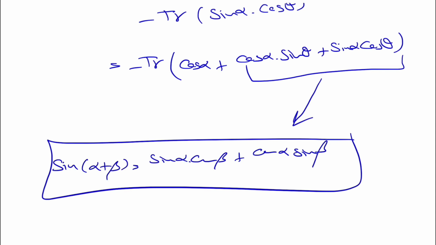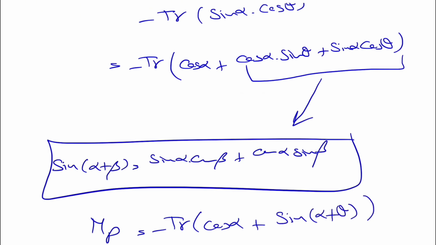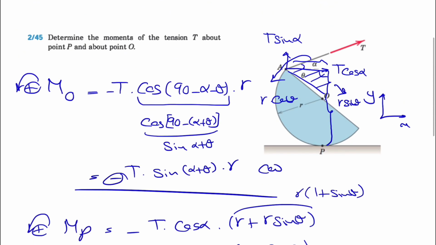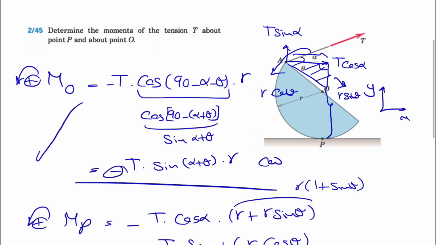So what we get at the end for the moment about P will be minus TR times cosine of alpha plus sine of alpha plus theta. Again, the negative sign shows the moment is clockwise, and that's going to be the final answer for this question. By the way, we can use the same approach with X and Y components for finding the moment about point O, and we'll get pretty much the same thing, but the first method is the faster way, because we can cancel out one of the components of T since it passes through O. We'll get the same answer at the end of the day, and it's your preference.